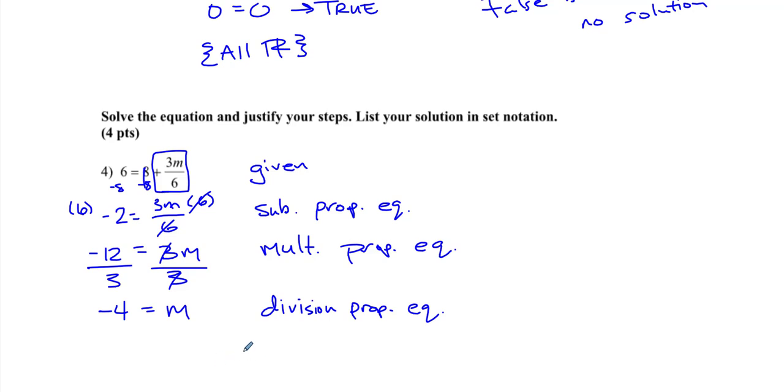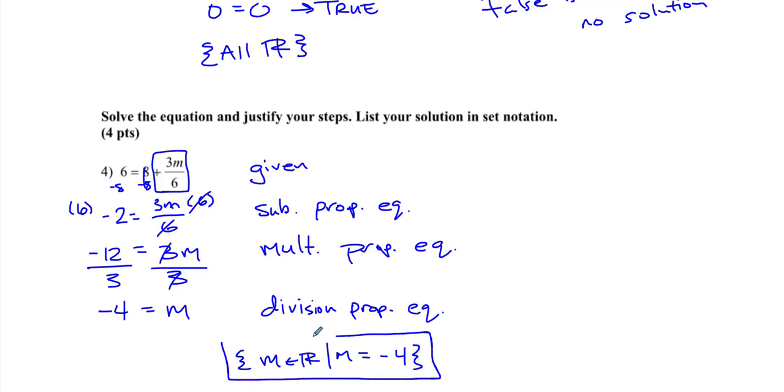Okay, but I also want this in set notation. So m is an element of the real number system such that m is equal to, let's get rid of that, m is equal to negative 4. Alright, so this was 2.1, solving equations. Alright, let's go to the next one.